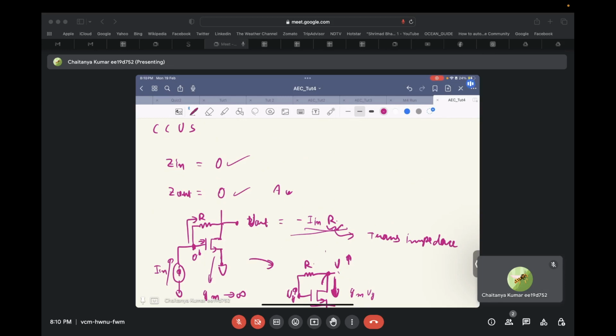Again, as we saw in the previous cases, in the voltage controlled voltage source also, we devised a source whose value does not directly depend on Gm. Same is the case over here. The value does not directly depend on the Gm. If the Gm of the transistor is high enough, its value just depends on a passive element, that is of value R.